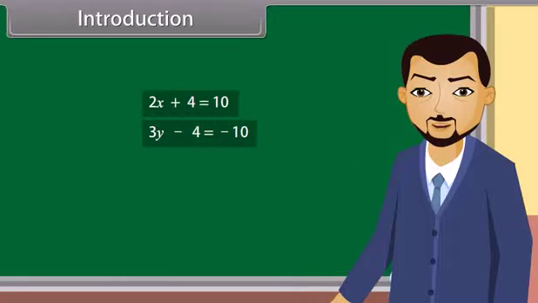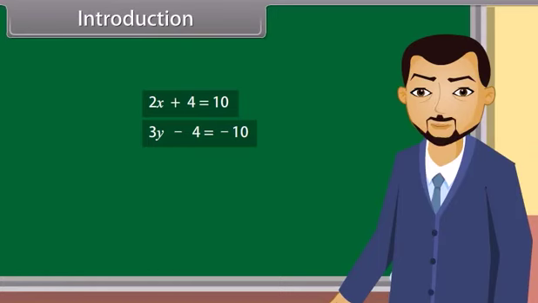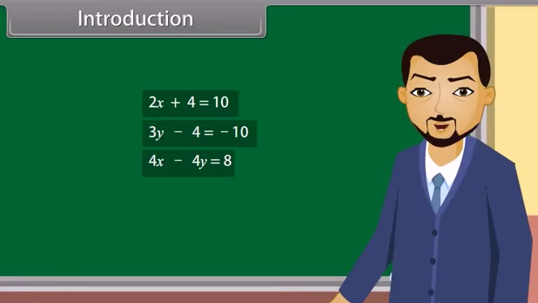Students, look at these equations. What type of equations are these? These are linear equations. Good. And what type of equation is this? This is also a linear equation. You are right. This is also a linear equation. But it has two variables. So it's a linear equation in two variables. Today we will learn about the pair of linear equations in two variables.